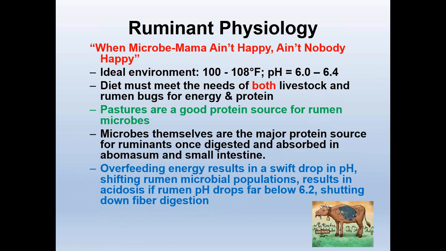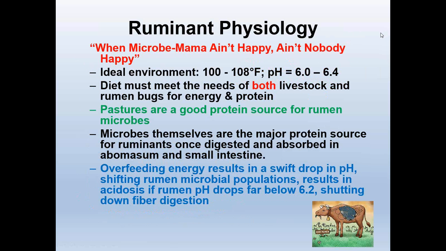The ideal environment is about 100 to 108 degrees Fahrenheit, and the pH is somewhere between 6 and 6.4. So it's a narrow range if you think about it. The diet must meet both the needs of the livestock and the rumen bugs for energy and protein. If either one is limiting, then we limit the amount of fermentation that can happen and how efficient it is.